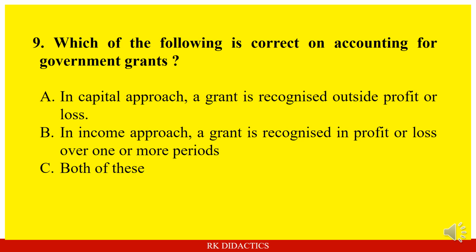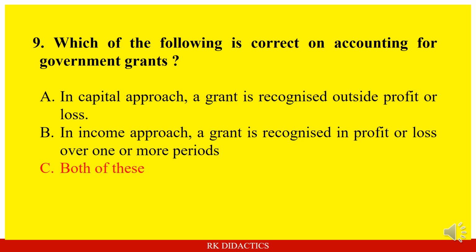Which of the following is correct on accounting for government grants? So there are two types of approach. First is capital approach, second is income approach. In capital approach, a grant is recognized outside profit or loss. In income approach, a grant is recognized in profit or loss over one or more periods, or both of these. Answer is both of these.